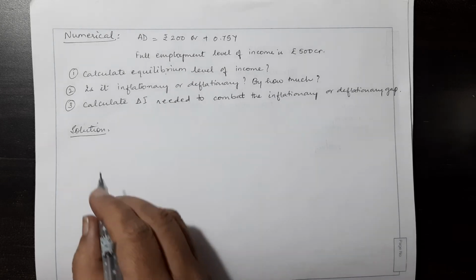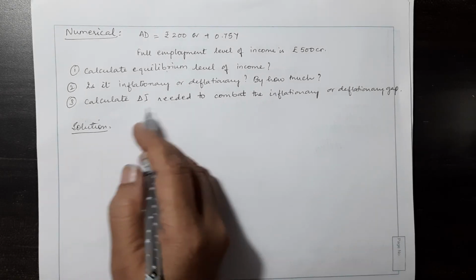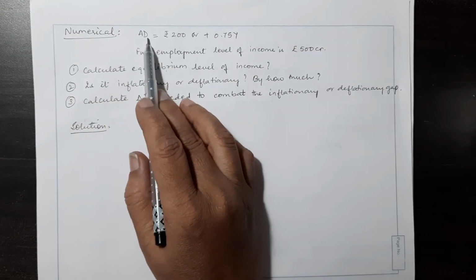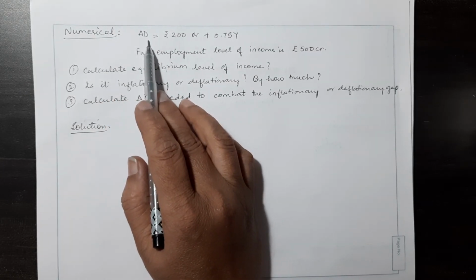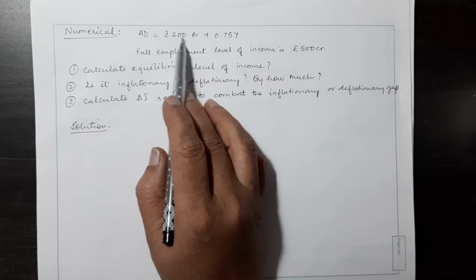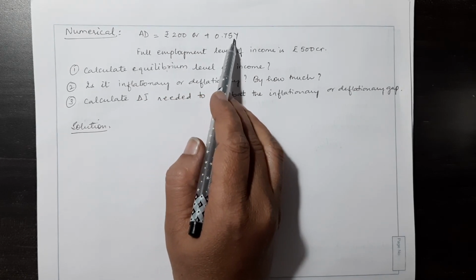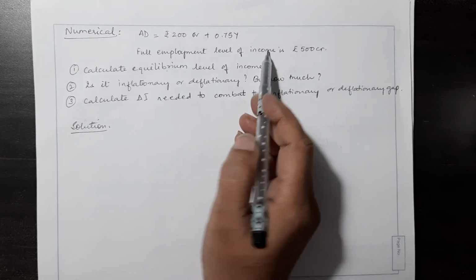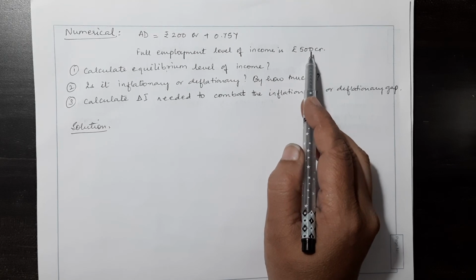Let us also try to solve one numerical. This I have taken from some textbook. Here the aggregate demand function is given to us: aggregate demand function is equal to 200 crore plus 0.75Y, right? And the full employment level of income is also given to us as 500 crores.